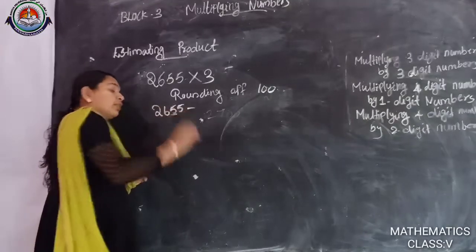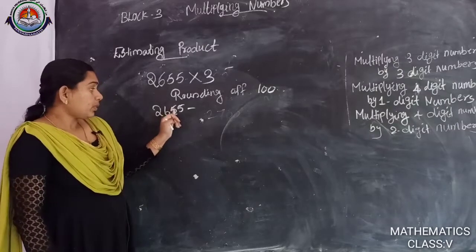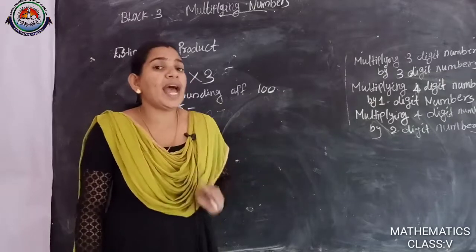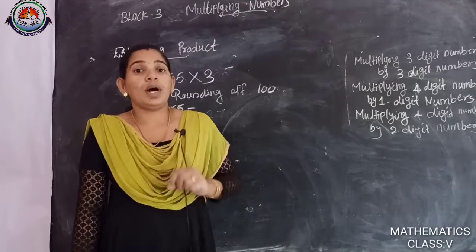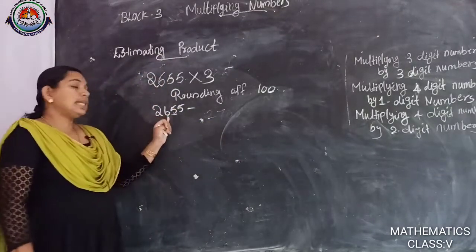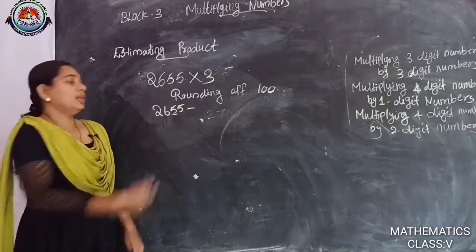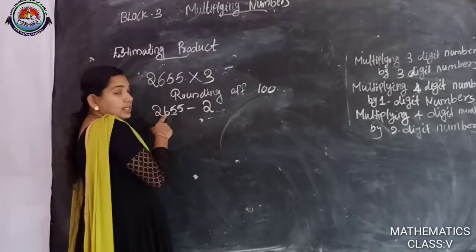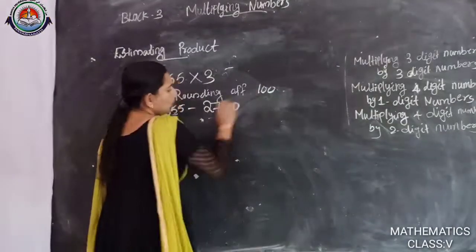The tens place is 5. So if the tens place digit is 5 or more than 5, we add 1 to the hundreds place digit. Here 6 is there, so we add 1 to the 6. What is the value? 7. The left side has no change. So 2, and 6 becomes 7. Then the remaining places we put 0.